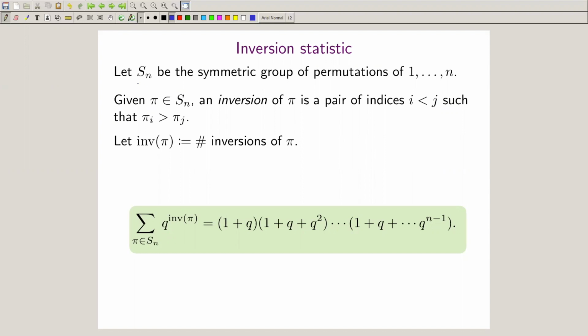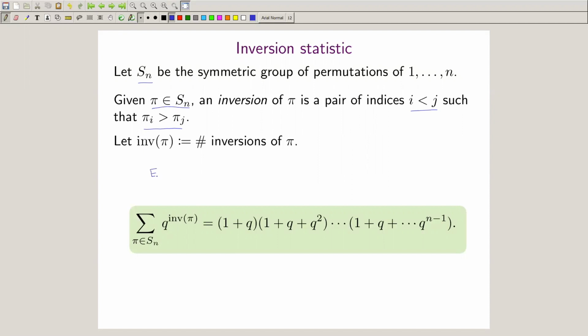So we'll let Sn be the group of permutations of the letters 1 through n. And then given a permutation pi, we'll let an inversion of pi just be a pair of indices i less than j, where the permutation is out of order. And inv of pi will be the number of inversions of pi.